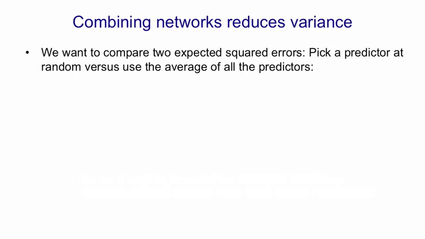So now let's look at the math of what happens when we combine networks. We're going to compare two expected squared errors. The first expected squared error is the one we get if we pick one of the predictors at random and use that for making our predictions. And then what we do is we average over all predictors the error we'd expect to get if we followed that policy.